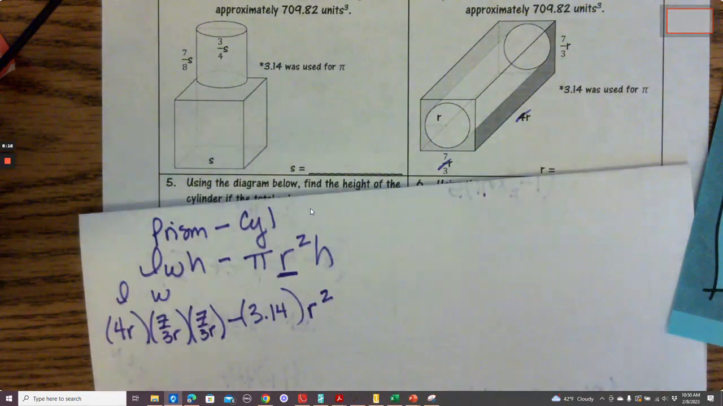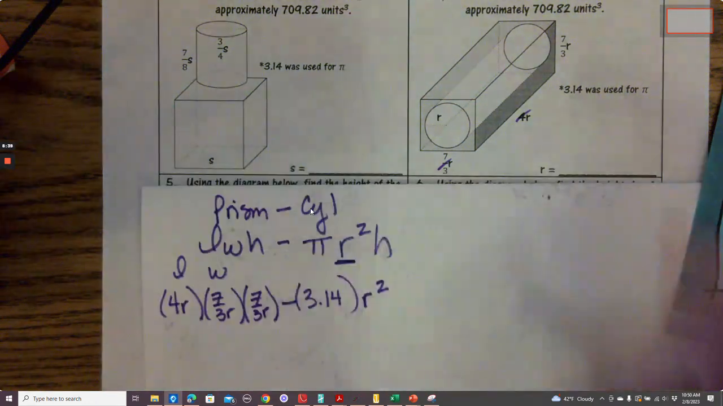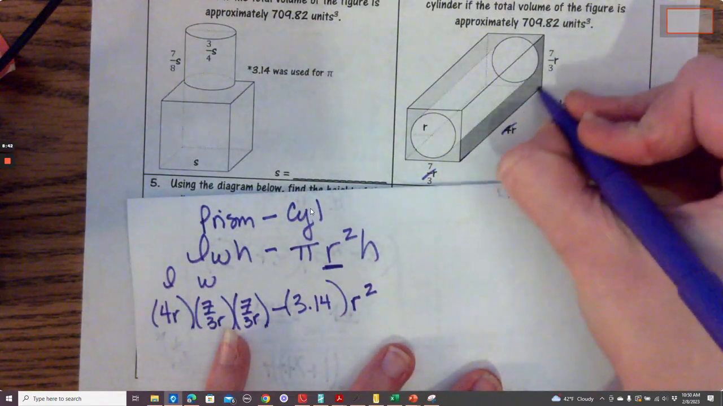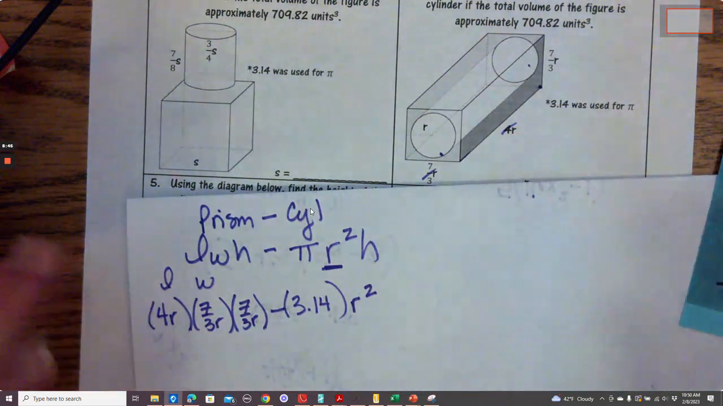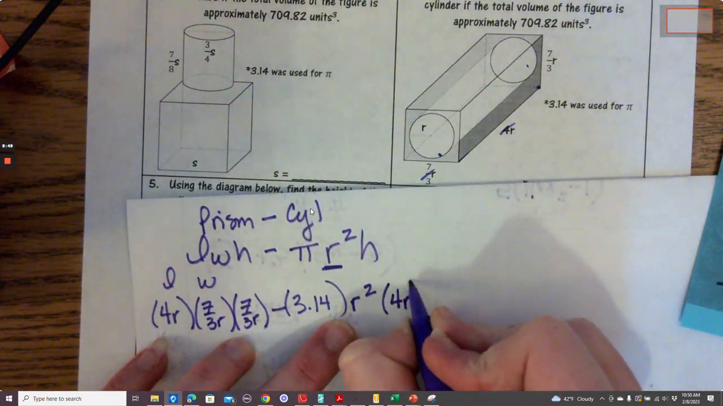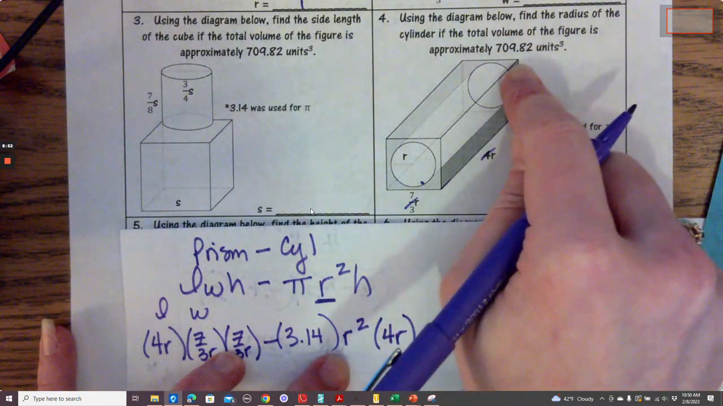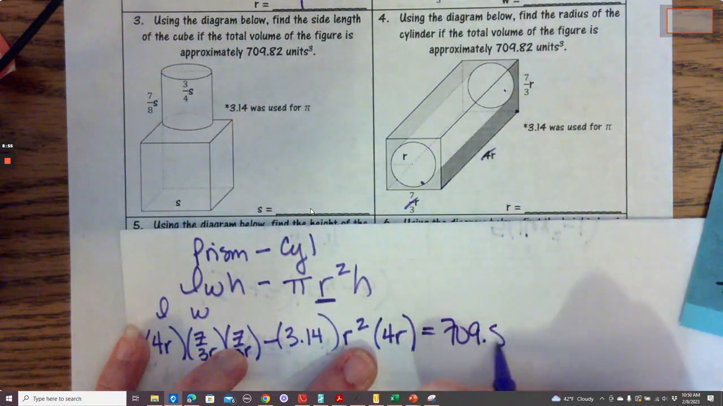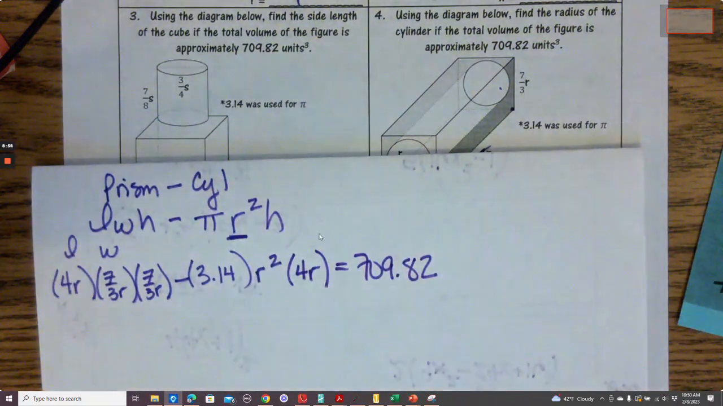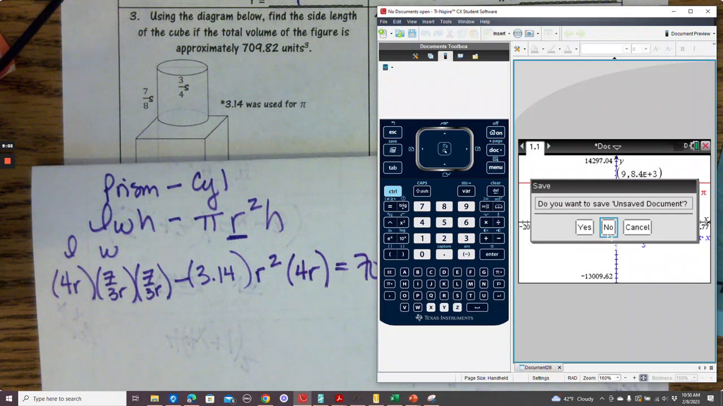What's the height of the cylinder? Here's where things get sketchy. Height of a cylinder: imagine yourself holding that cylinder, hand on the bottom, hand on the top. The bottom and the top are the circles. The distance between your fingers, that's the height. So, 4r. So this is the height here. From base to base is the height of a three-dimensional figure. And then we know the total volume, 709.82.